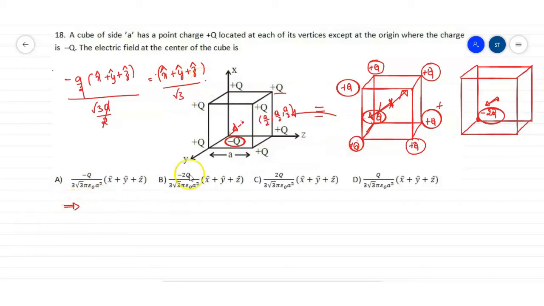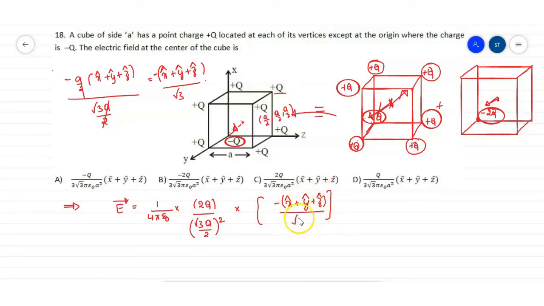Now the electric field produced by a charge is given as kq upon r square. K is 1 by 4 pi epsilon naught, and r is root 3 a by 2. So kq, where q is 2q. I am just taking the magnitude here, as the negative sign is already included in the direction. 2q upon r square, where r square will be root 3 a by 2 whole square, into the unit direction vector, which is minus x cap plus y cap plus z cap divided by root 3.